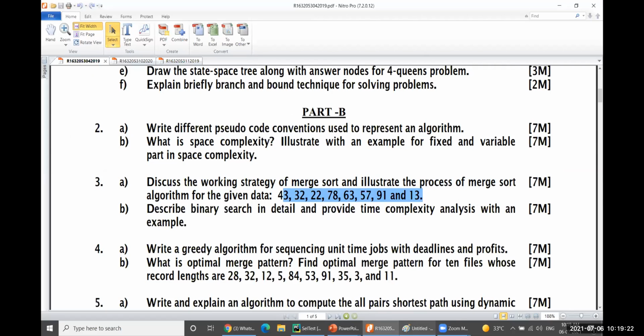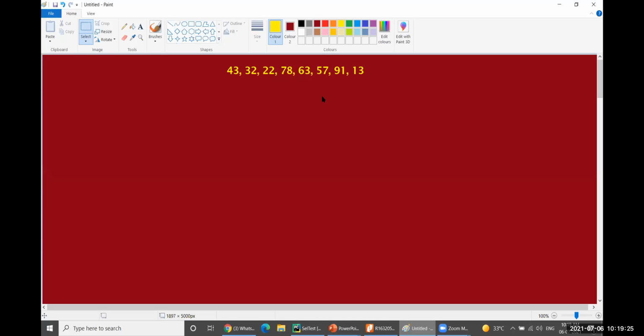Let me go ahead with the paintbrush and solve that here. Look at this: the number of elements is 1, 2, 3, 4, 5, 6, 7, 8. So n will be equal to 8. The mid value is (1 plus 8) divided by 2, that is 9 divided by 2, which is 4.5. Actually, the floor value is taken, so mid is 4.